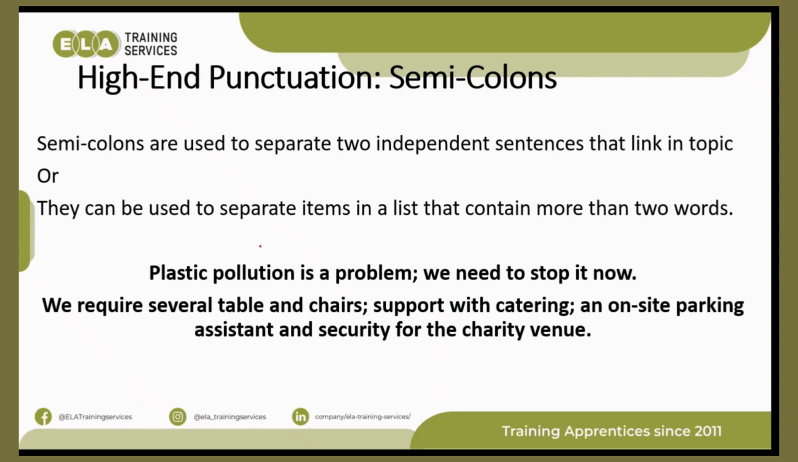Okay, our next topic is what we call semicolons. So semicolons are used to separate two independent sentences that link in topic, or they can be used to separate items in a list that contain two or more words. So for example, here we've got our example A and our example B that it can be. So A is that it's two sentences that link.